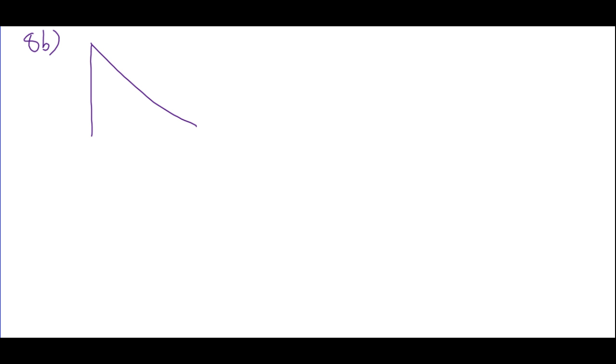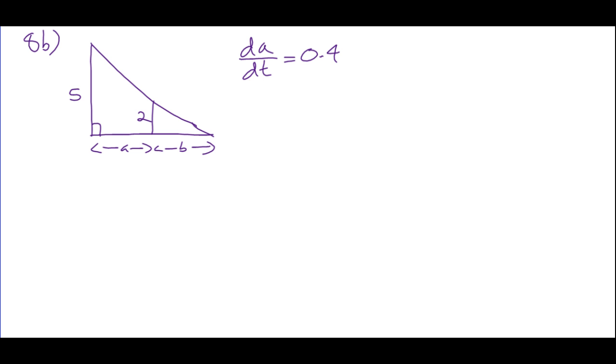Okay, so again, let's draw this out. We know this is 5. We know this is 2. In this case, we're going to call the distance from the light post to the statue A. We know at what rate that's changing: the statue is moving away from the light post at 0.4 meters per second. And what we want to know is, at what rate is the length B changing, because B is the length of the shadow. The way I've drawn that, we're not using the x minus a. We're saying this length is B. At what rate is B changing?